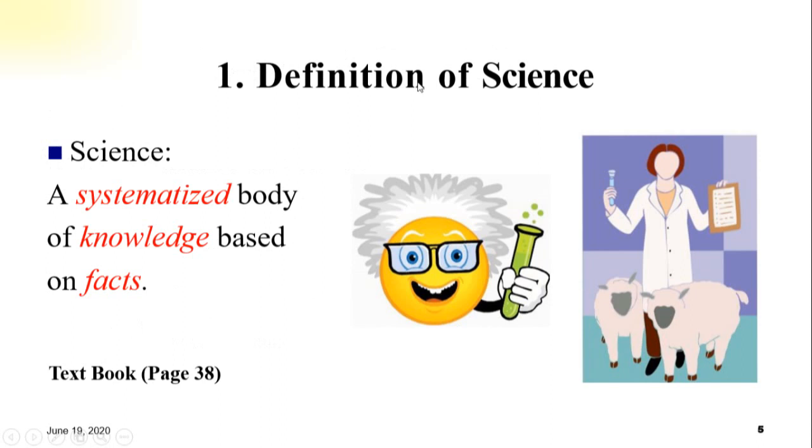Number 1 is the definition of science. You can say, what is science? You can see the picture, right? Science is a systematized body of knowledge based on facts. Here, systematized means arranged according to an organized system, or you can say it is made systematic.